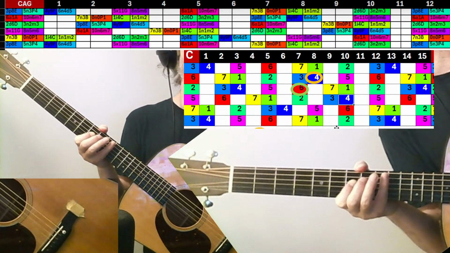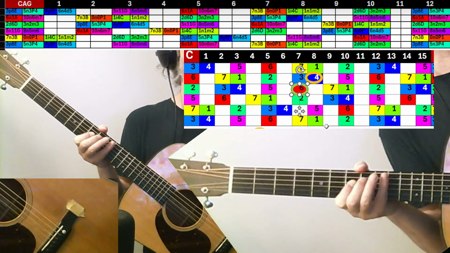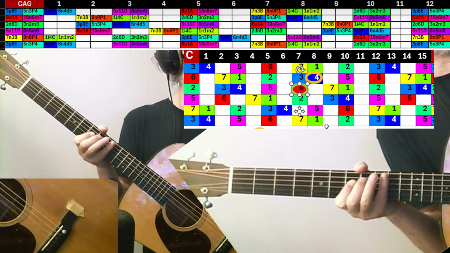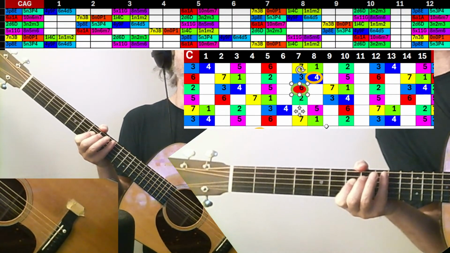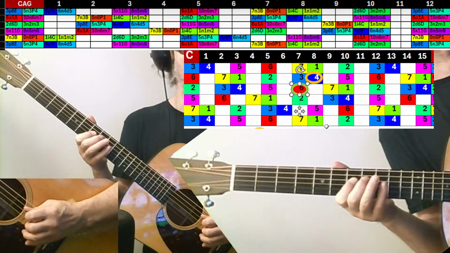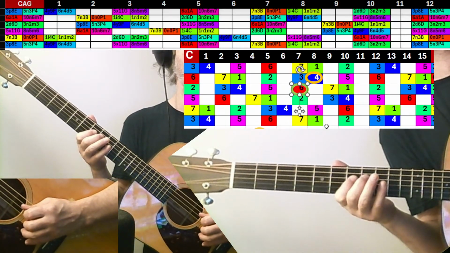Aeolian, an anchor finger, a pointer anchor finger backwards, double fret wiggle.